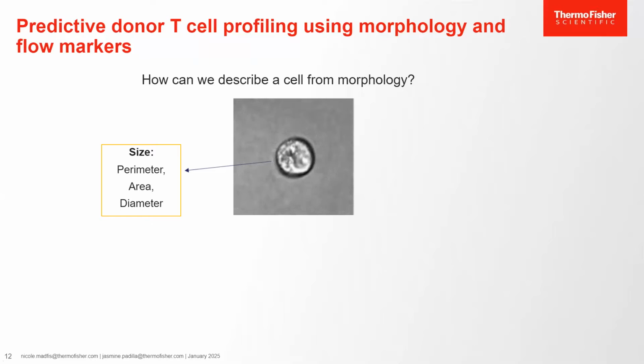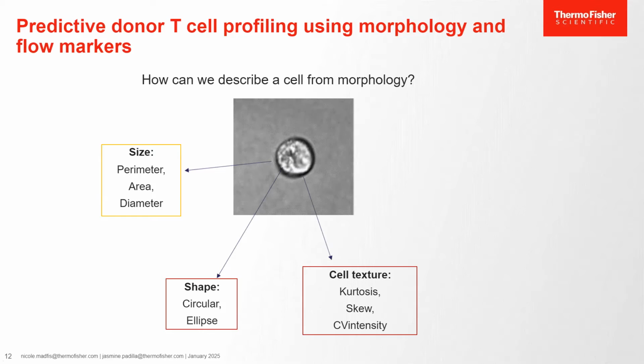First, there is size. This includes measurements such as perimeter, area, and diameter, which provide a fundamental understanding of cell dimensions. There is shape. This refers to attributes like circularity or ellipticity, describing the overall form of the cell. There's cell texture. Metrics such as kurtosis, skewness, and coefficient of variation of intensity help characterize the cell surface or internal granularity.